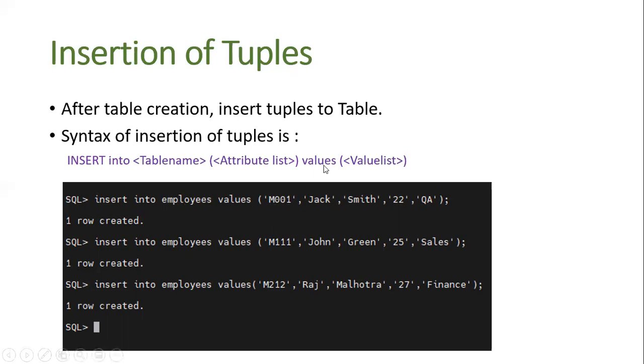Here I have inserted the employee ID the way we have mentioned before, and then the first name, last name, age, and the department of that particular employee. And this way I have created multiple rows by adding and inserting values into the employee table. So in this way the tuples get inserted into the tables.